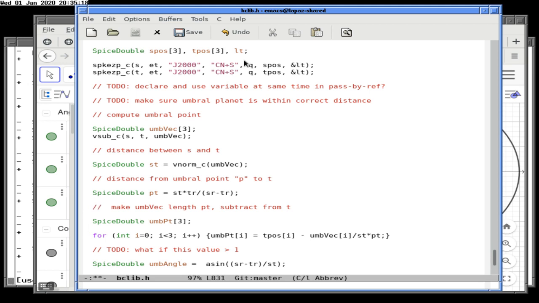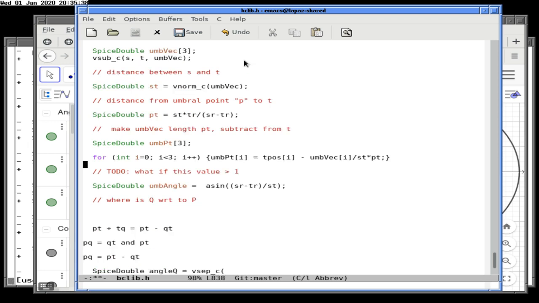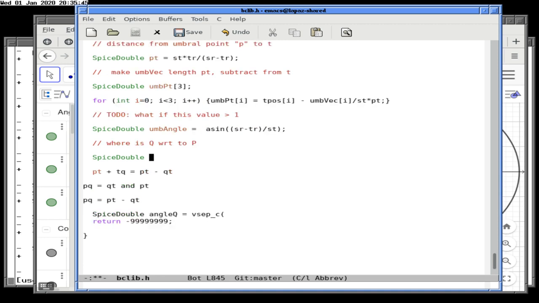We have the distance, certainly, but we don't have the vector. The vector we have is umvec, which is S to T, so we need to convert it to the correct size, and we're subtracting it from T. So we might be able to pull off something like that here. I think I already said angle Q, goddamn it. But we're not going to be able to compute it quite as easily. We're going to need to do a little bit of work here.